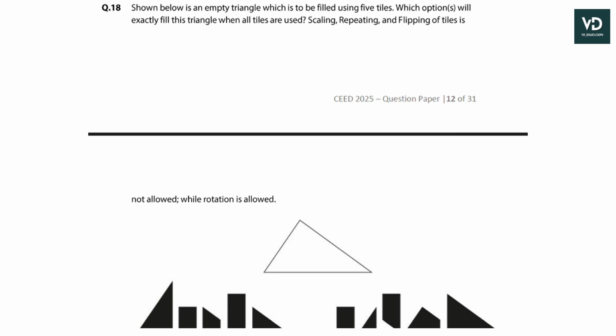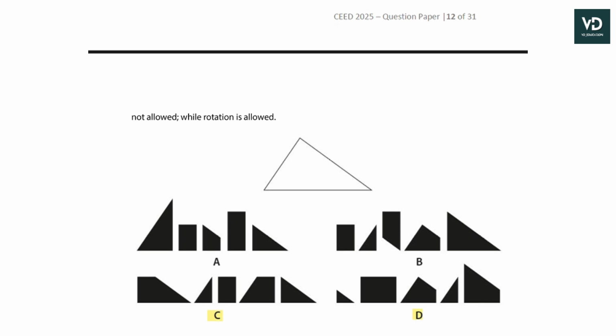18th question. Shown below is an empty triangle which is to be filled using the 5 tiles. Which option will exactly fill this triangle when the tiles are used? Scaling, repeating, flipping of a tile is not allowed, while rotation is allowed. So the correct options will be C and D.